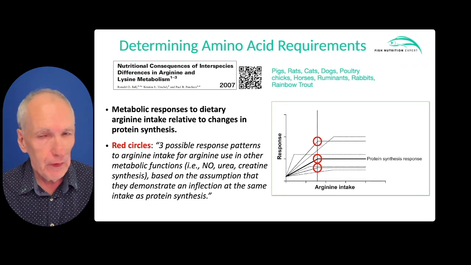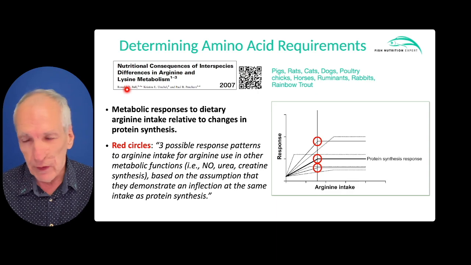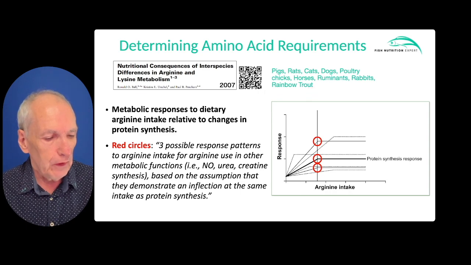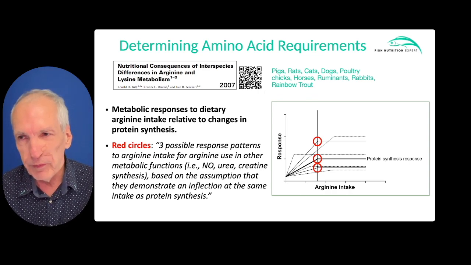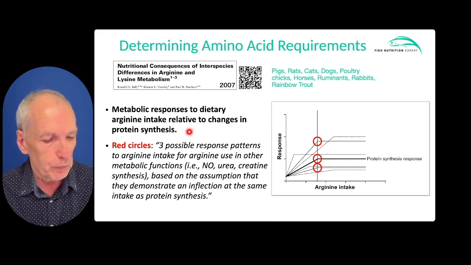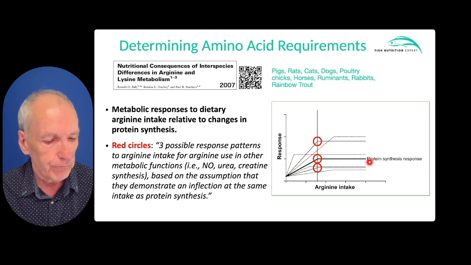Now, this is a paper where this author is looking at interspecies differences in arginine and lysine requirement, and he's covering a bunch of different animals, but we have rainbow trout here. So what we see here, and this is basically extracted right from the paper under this graph, we see the metabolic responses to dietary arginine intake relative to changes in protein synthesis. So protein synthesis is this line right here.